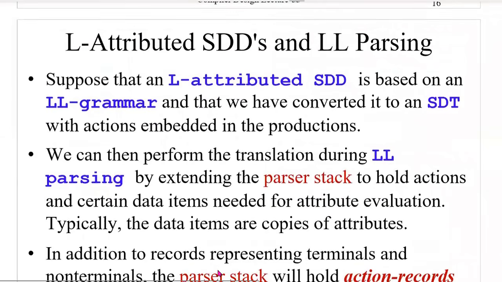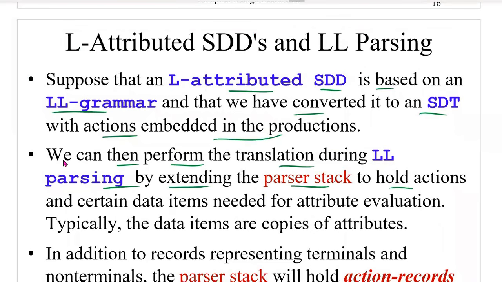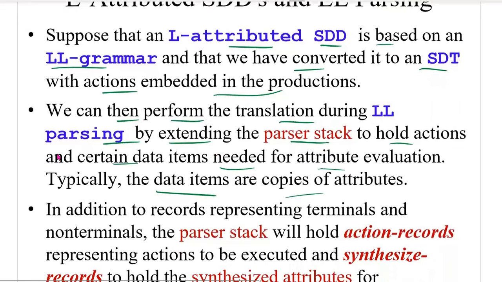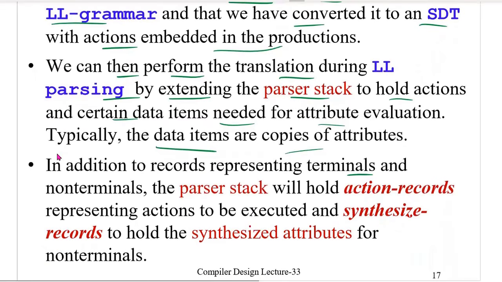Then coming to L-attributed SDDs and LL parsing. Suppose that an L-attributed SDD is based on an LL grammar, that is a predictive parser, and that we have converted it into an SDD with actions embedded in productions. We can then perform the translation during LL parsing by extending the parser stack to hold actions and certain data items needed for attribute evaluation. Typically, these data items are copies of the attributes. In addition to records representing terminals and non-terminals, the parser stack will hold action records.